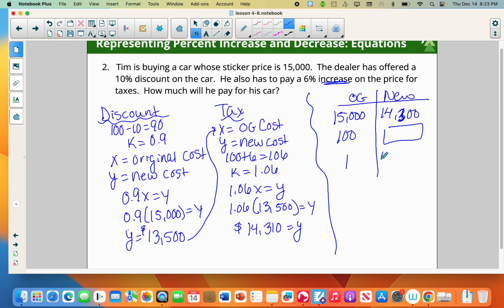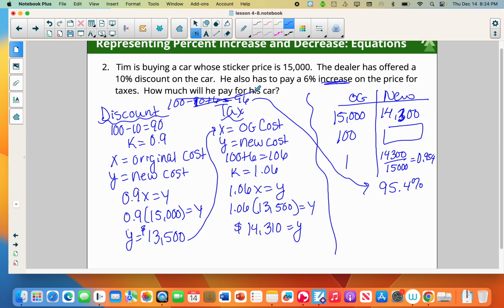So constant of proportionality, 14,310 divided by 15,000 gives me 0.954, which means I'm really paying 95.4% of the original price. If we had just said 100 minus 10 plus 6, we would have ended up with 96. And that's not the same thing. I'm paying a little less than 96%.